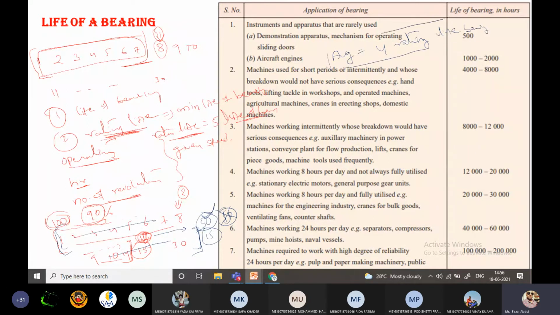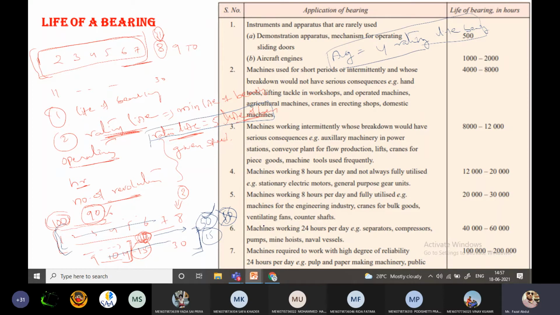Okay, so these relations we need to remember. The relation between the average life of the bearing and the rating life of the bearing is 4 times the rating life of the bearing. And another one is the rating life and the life of the bearing, 5 times.